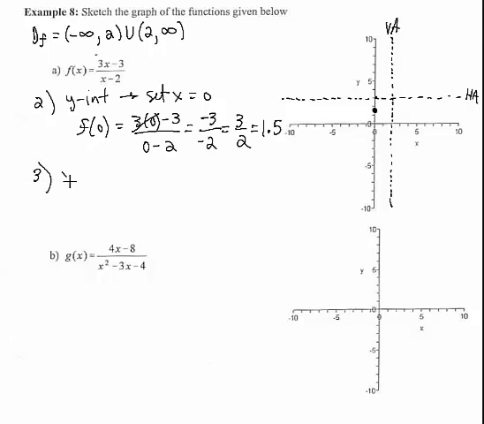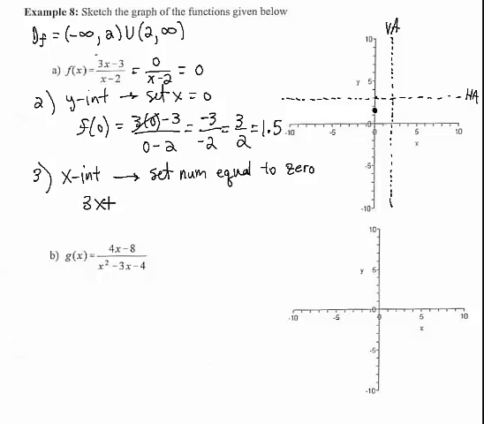3, x-intercept, and this one can be a little more involved depending on the polynomial in the numerator. Set numerator equal to 0. If the numerator is 0, then we get 0 for the entire function. So if we have 0 over x minus 2, as long as we don't get 0 on the bottom, then 0 divided by some non-zero number would give us 0 for f of x.